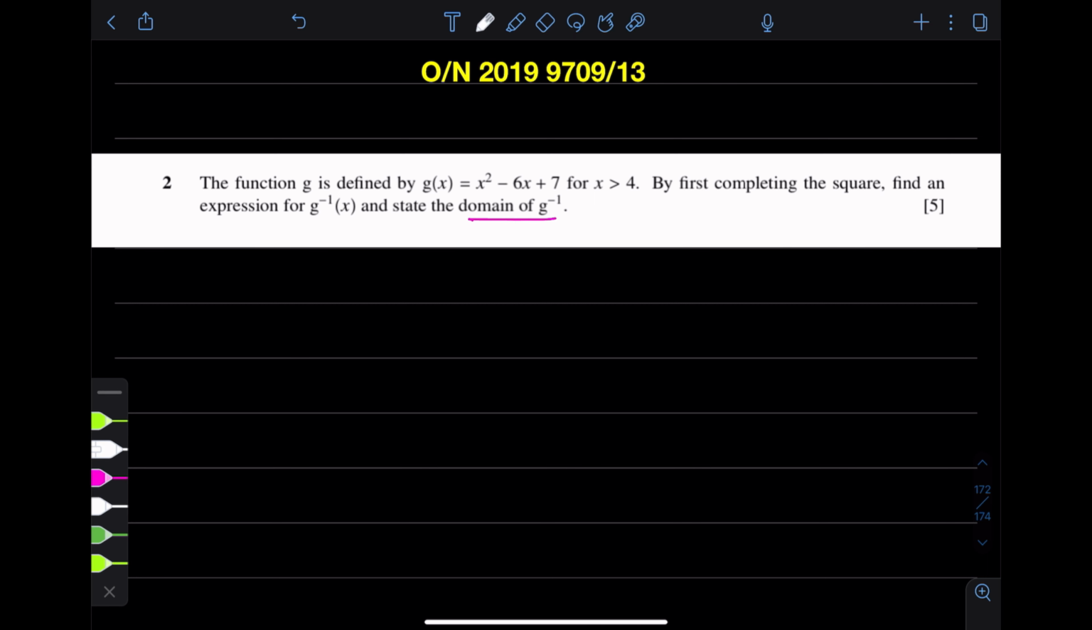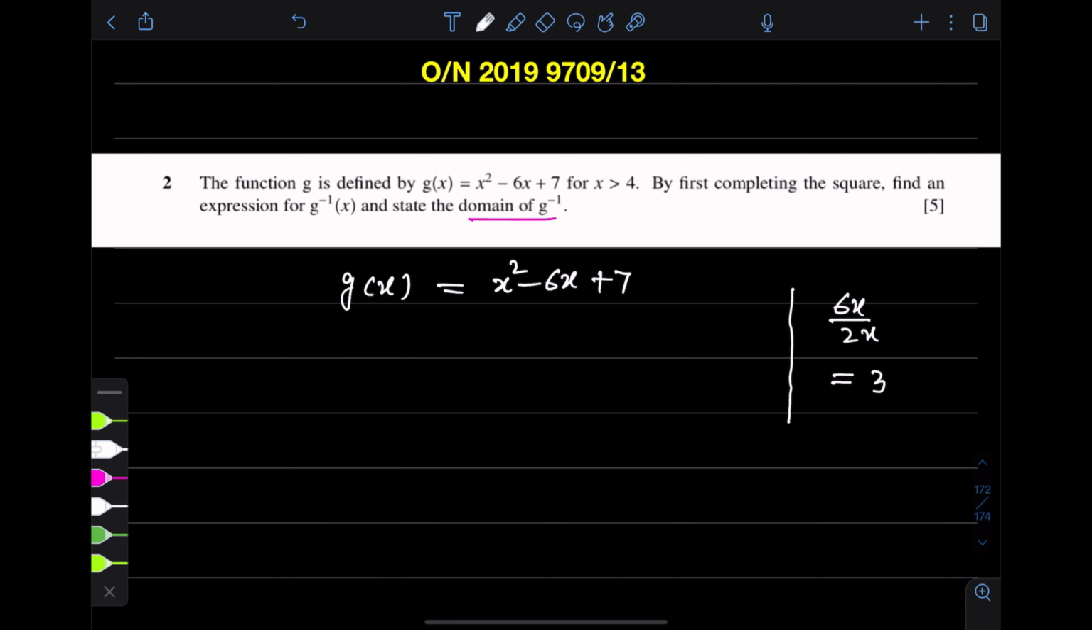So first of all, we will express g(x) using the completing square method. We have g(x) = x² − 6x + 7. Here there are three terms, and in completing the square there are two square terms, but one square term is missing. So we find it by dividing the x term by 2x, that is 3. We take its square, that is 9. So we will add 9 in this expression and subtract 9: x² − 6x + 9 − 9 + 7, the remaining term as such.